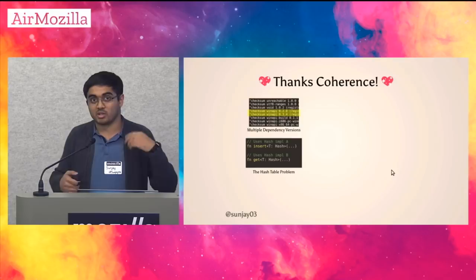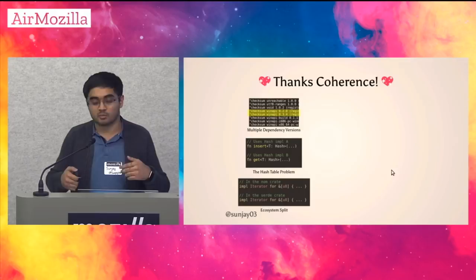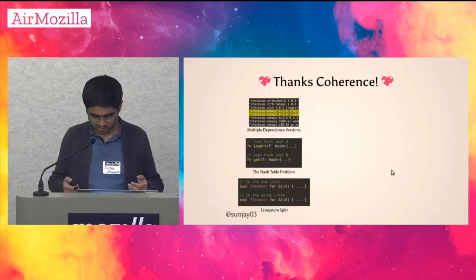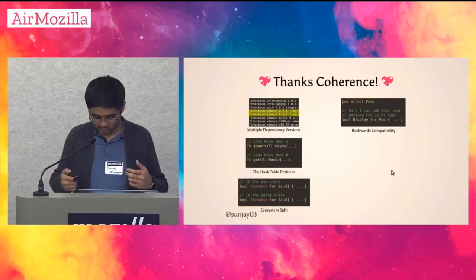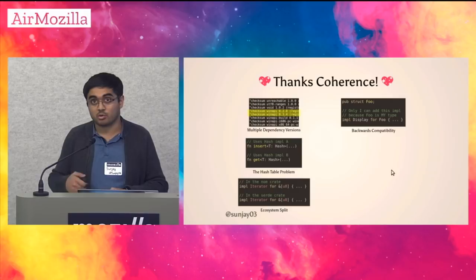So coherence makes it so that we can never split the ecosystem by having multiple incompatible implementations of the same types in two different crates. Crates are able to maintain backwards compatibility and add impls without increasing their major version number every time. If some other crate could implement methods for your types, this just wouldn't be possible.